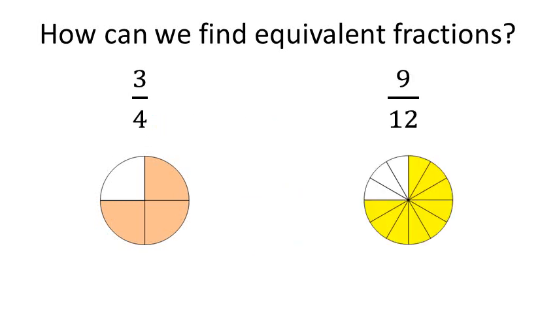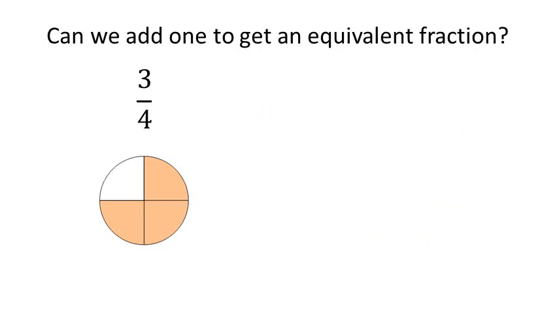Similarly, if you compare 3 over 4 and 9 over 12, in the diagram, they represent the same amount of area in a whole. When you start with 9 over 12 and divide the numerator by 3 and the denominator by 3, it becomes 3 over 4. In order to get equivalent fractions, you can multiply or divide by the same number to both the numerator and the denominator. However, can we add a number to get an equivalent fraction?